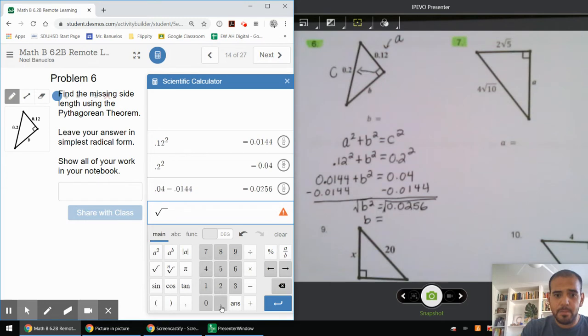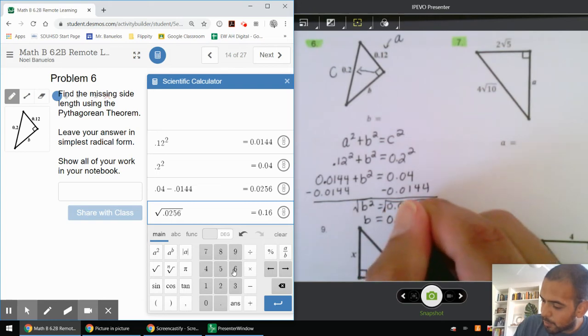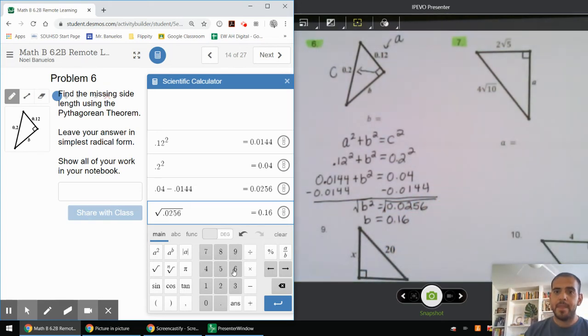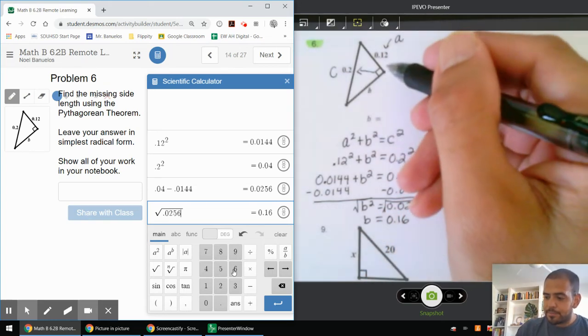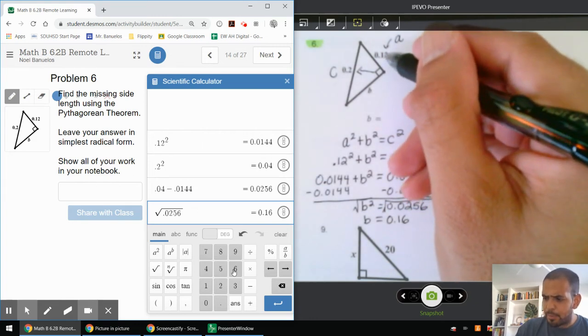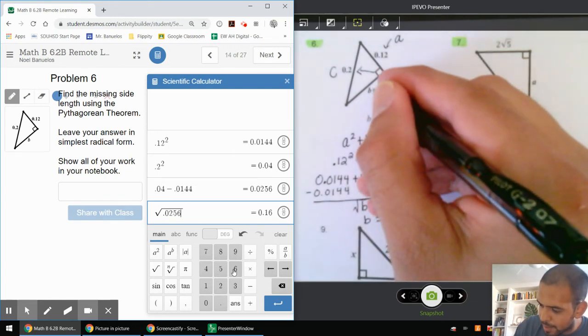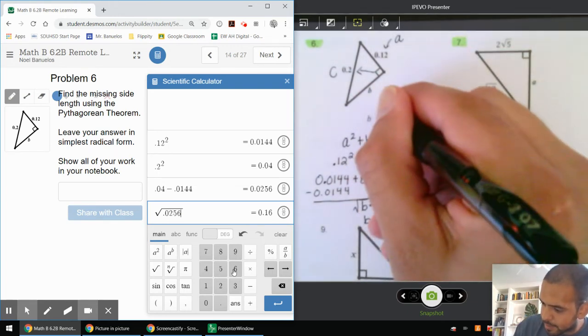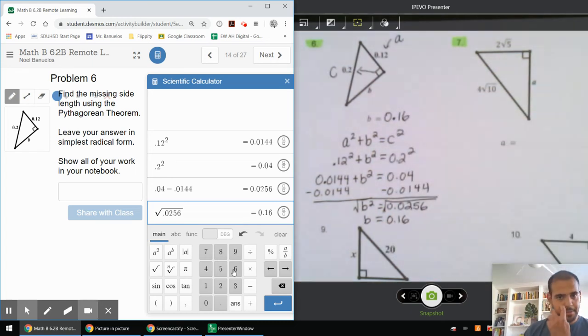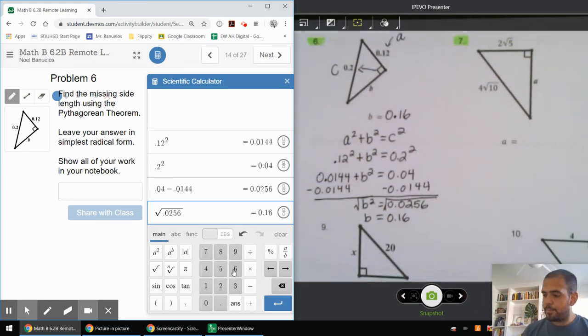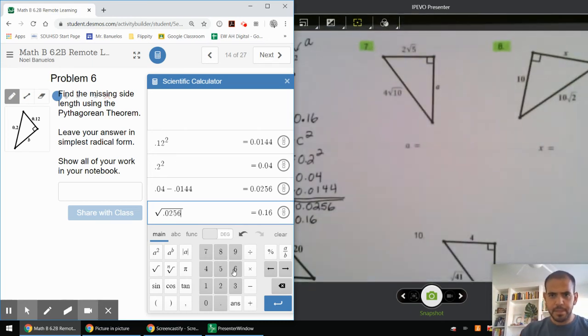The square root of 0.0256. Do I? Yep. And the square root of 0.0256 is 0.16. So in your right triangle, with a leg of 0.12 and a hypotenuse of 0.2, that means your other leg, the length, is 0.16. Okay? So, number 7. Keep moving.